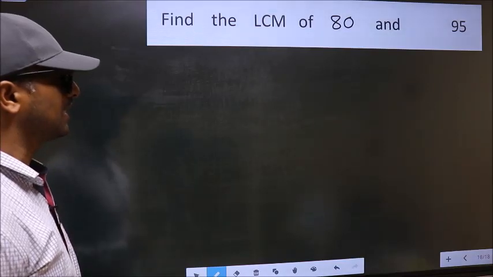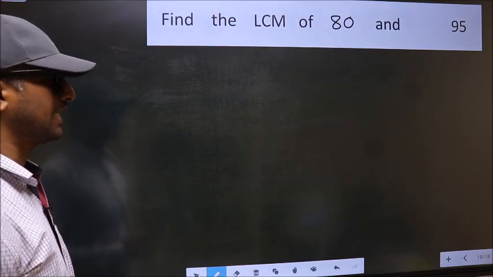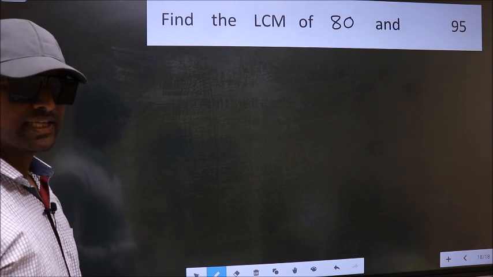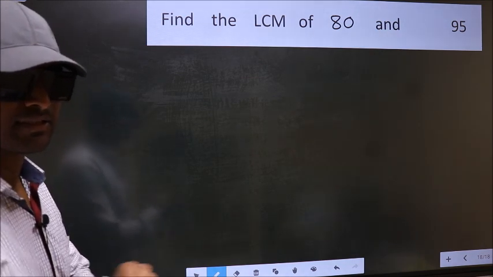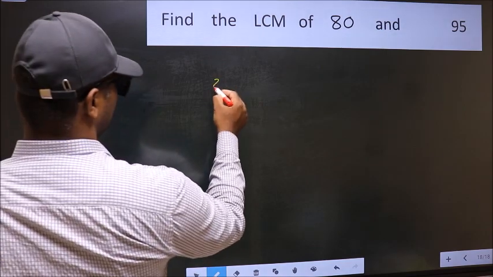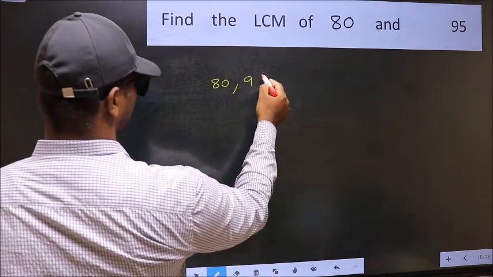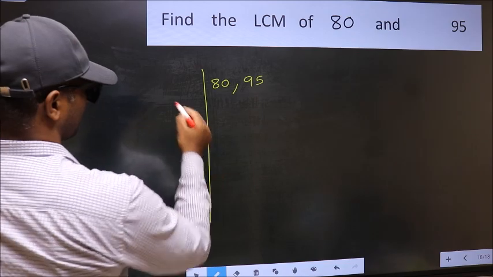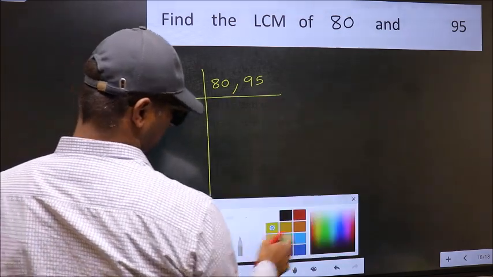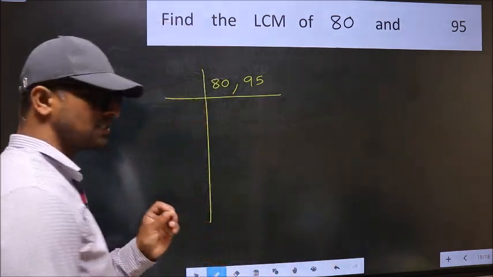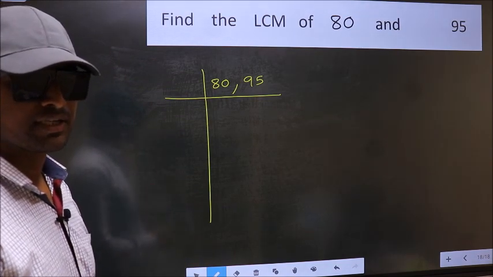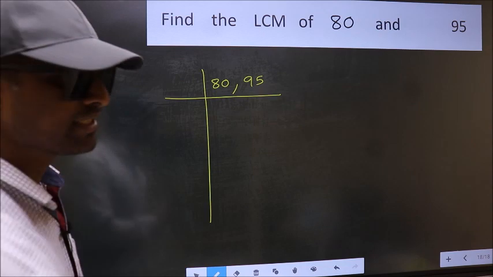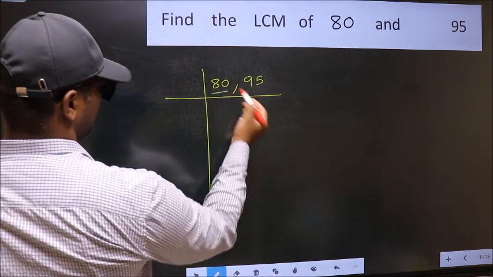Find the LCM of 80 and 95. To find the LCM, we should frame it in this way: 80, 95. This is your step 1.